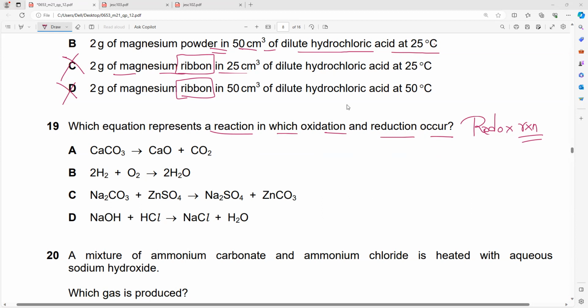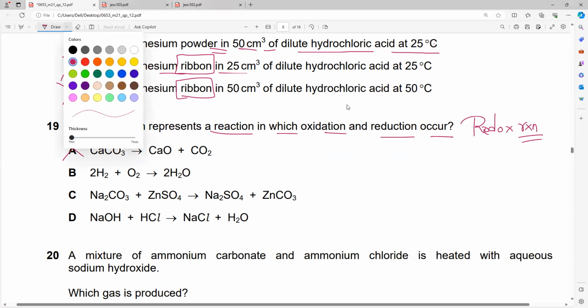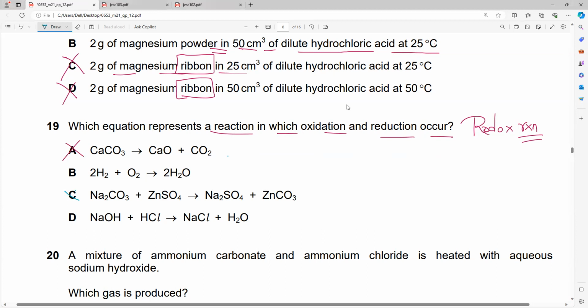First question, decomposition reaction. No decomposition reaction we studied under oxidation and reduction. Second question, third option, if you notice it, it is the displacement reaction. Double displacement reaction. So nowhere. And fourth question, option D also is a displacement reaction. So where is it taking place? NaOH plus HCl, it is a neutralization reaction. So again, double displacement.